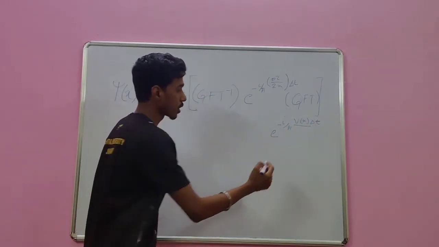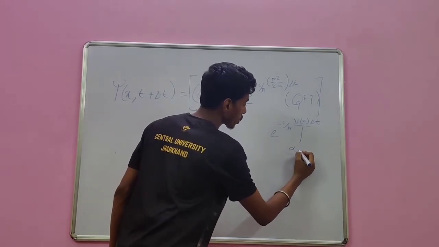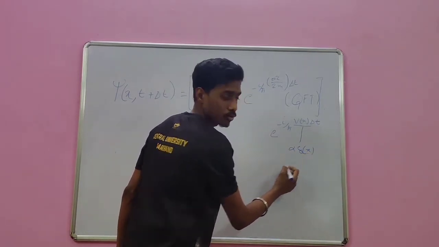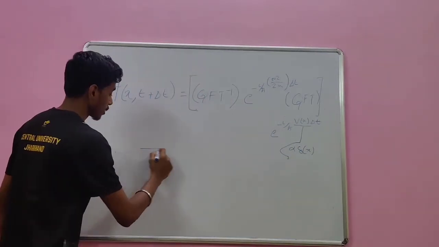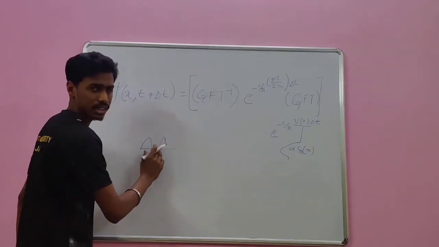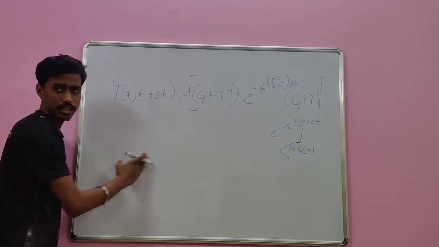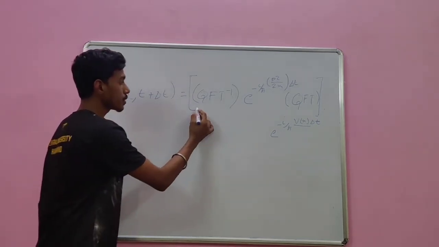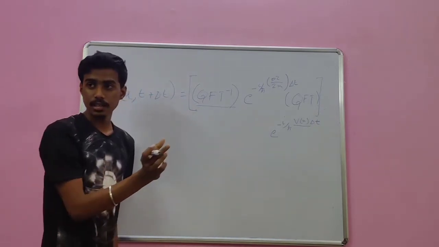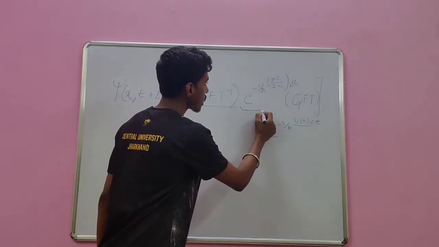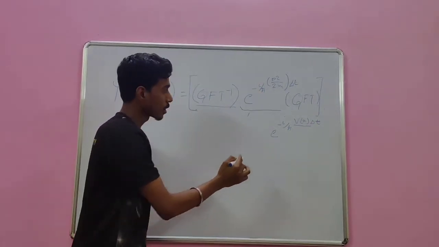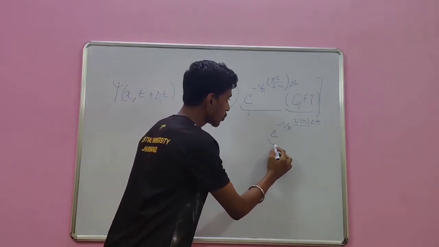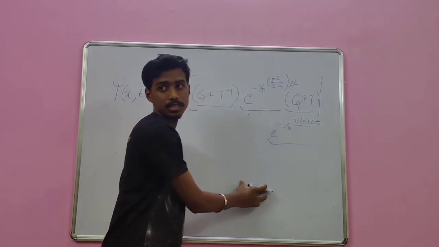For the delta potential, we will put alpha delta x. For the scattering potential, we know the scattering matrix is generally angle dependent. We implement QFT inverse, e to the power minus i by h cross p square by 2m delta t, QFT, and this potential term.